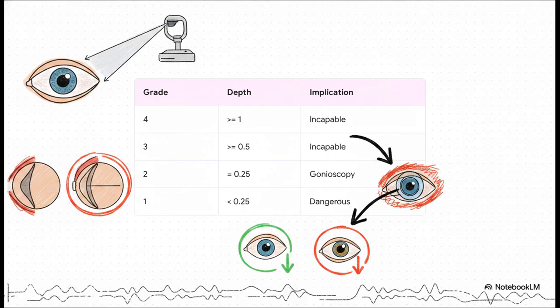But, and this is a big but, if you assess a grade 2, where the depth is only 1/4 of the corneal thickness, or a grade 1, that is your immediate glaring red flag. Actually, any grade 2 or below on the Van Herick scale means a full gonioscopic evaluation is absolutely mandatory.